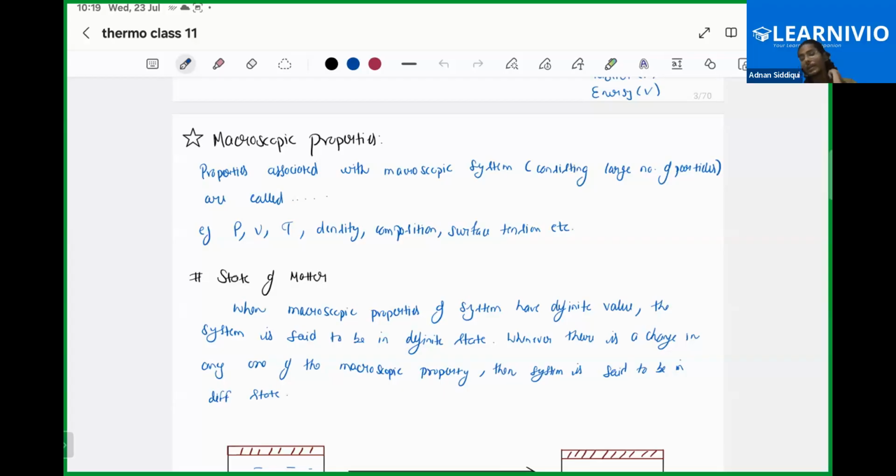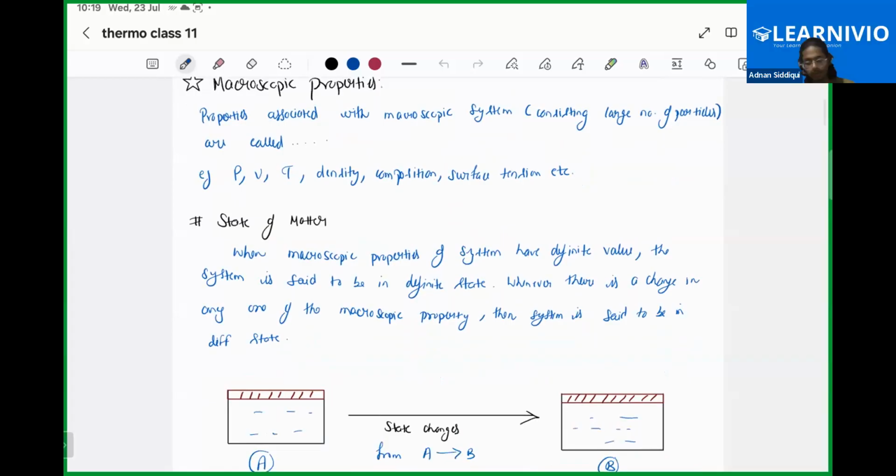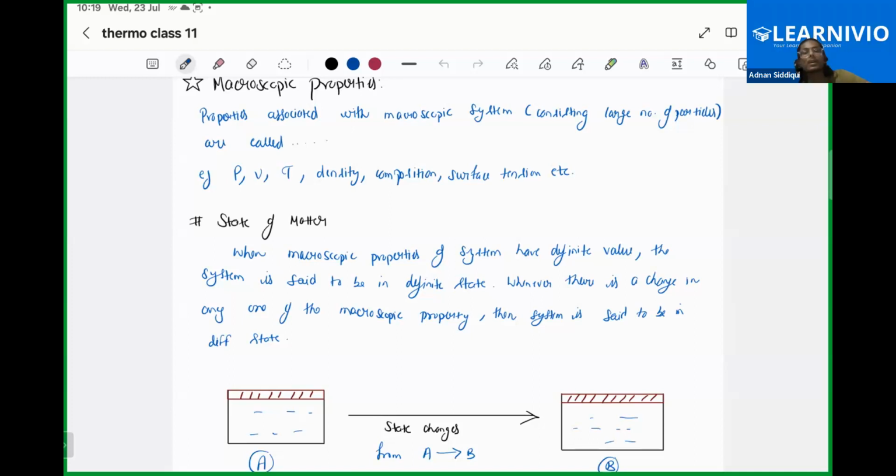So the macroscopic properties are basically pressure, volume, temperature, density, composition, surface tension, etc., because you are able to tell about them just by measuring. T is for temperature, P is pressure, V is volume.